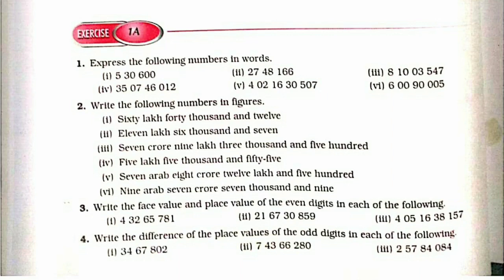Now in question number 4 he is saying write the difference of the place value of the odd digits in each of the following. Means some numbers are given, first we will see which are the odd digits here, and then we will find the place value of these, and then we subtract them. Okay, so the first part and third part we are going to do here.